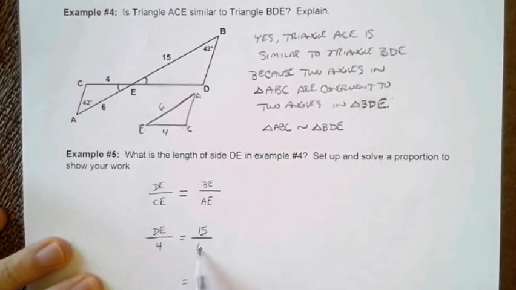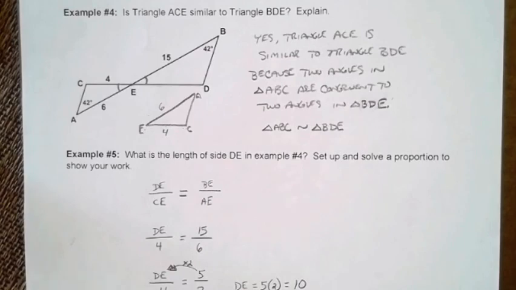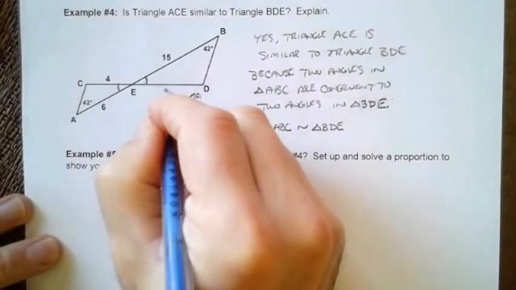Now I'll set my original DE over 4 equal to that. And now again, I'm trying to go from 5 to DE. So how did I go from 2 to 4? Well, I multiplied by 2. And so I'm going to do the same thing up here in my numerator. To get DE, I'm going to have to do 5 times 2, which is going to equal 10. The missing measurement on DE, this measurement right here, is 10 units, whatever those units happen to be.